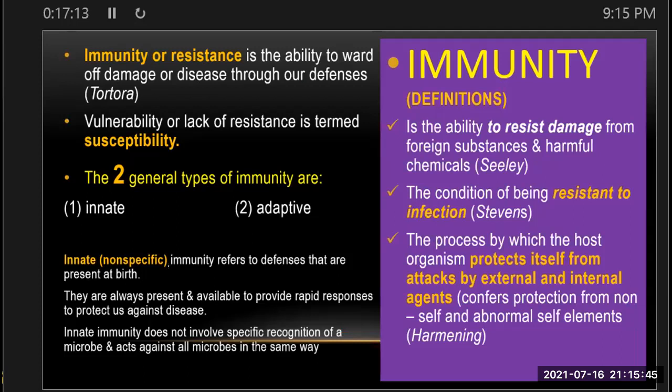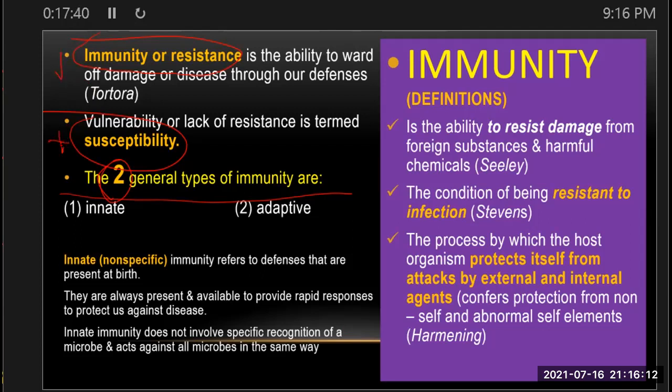So we need to define the words, and in IS we need to know what is immunity, what is susceptibility, the two types of immunity. These are the basic things. So let's start with immunity. According to Tortora, immunity or resistance is the ability to ward off damage or disease through our defenses. And the opposite of that is susceptibility.